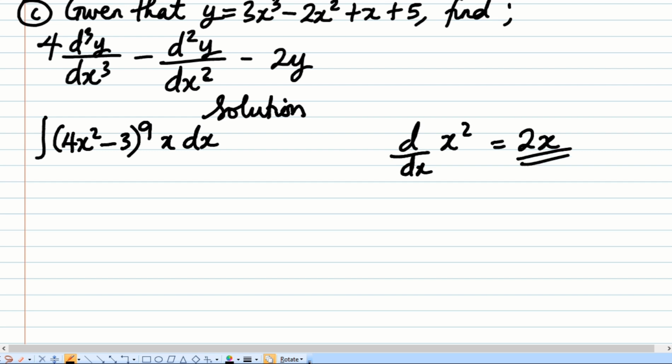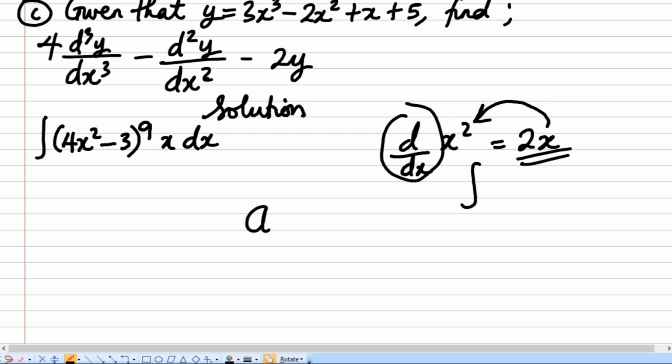Now what happens if you want to go from 2x back to x squared? There should be a process. Since we have gone from x squared to 2x, we should have a counter process that takes us back to x squared. The first process is what we call differentiation, which I believe by now you must have familiarized yourself with. And the counter process that takes us from 2x back is what we call integration, this symbol. The rule we use for integration is just the opposite of differentiation. So I'm going to put them side by side.